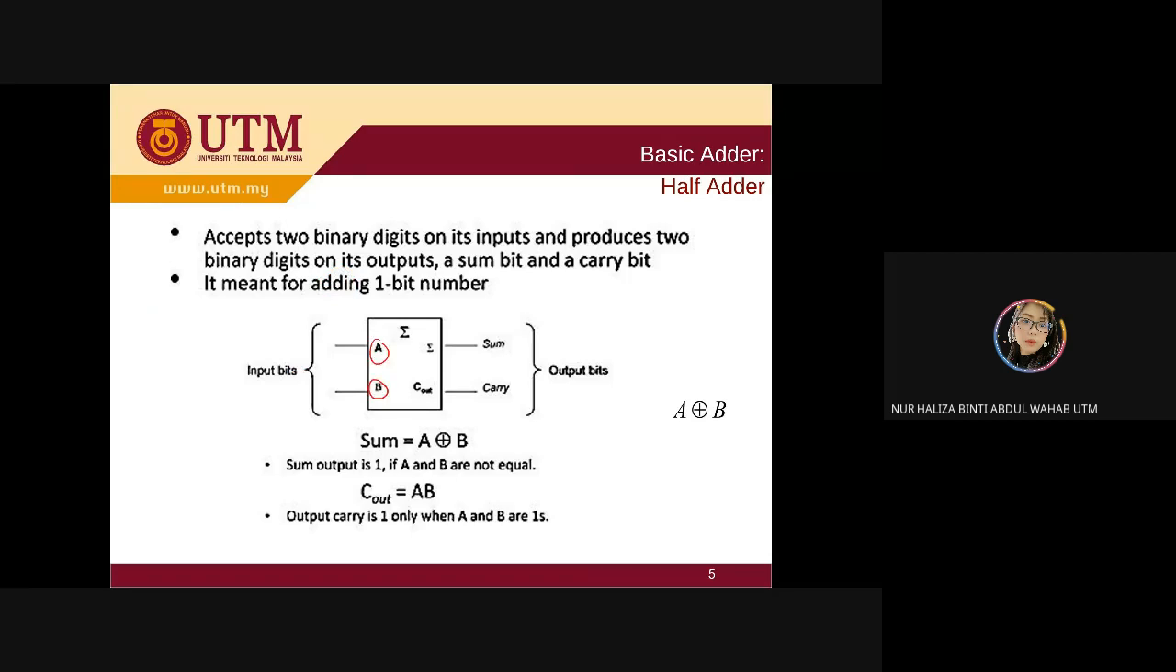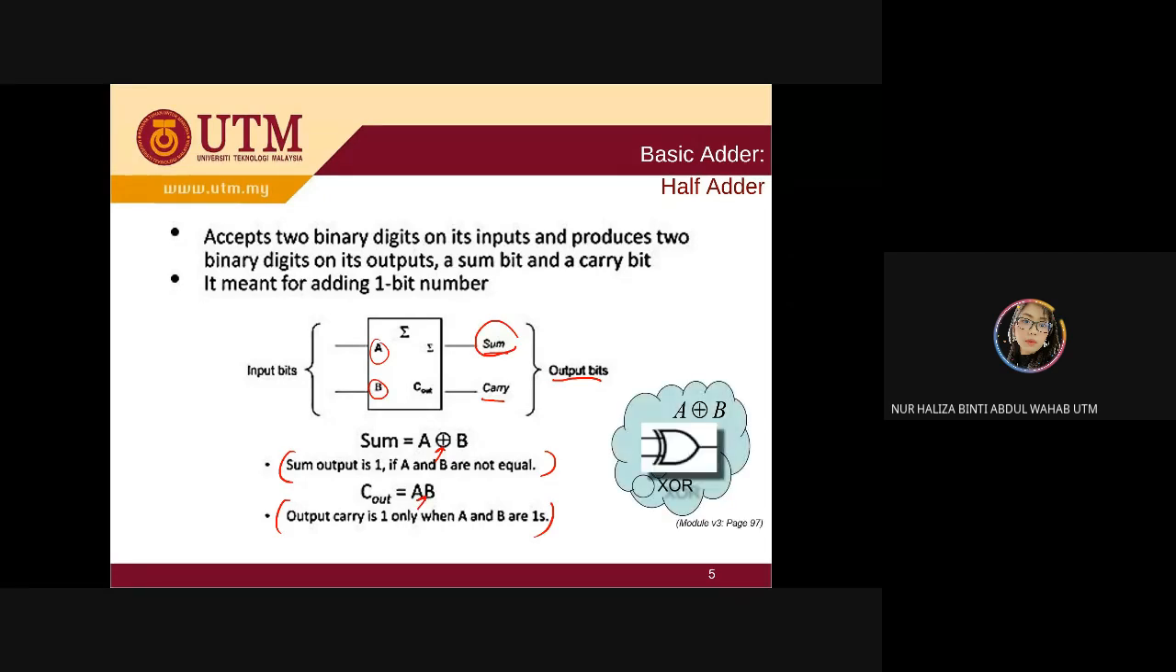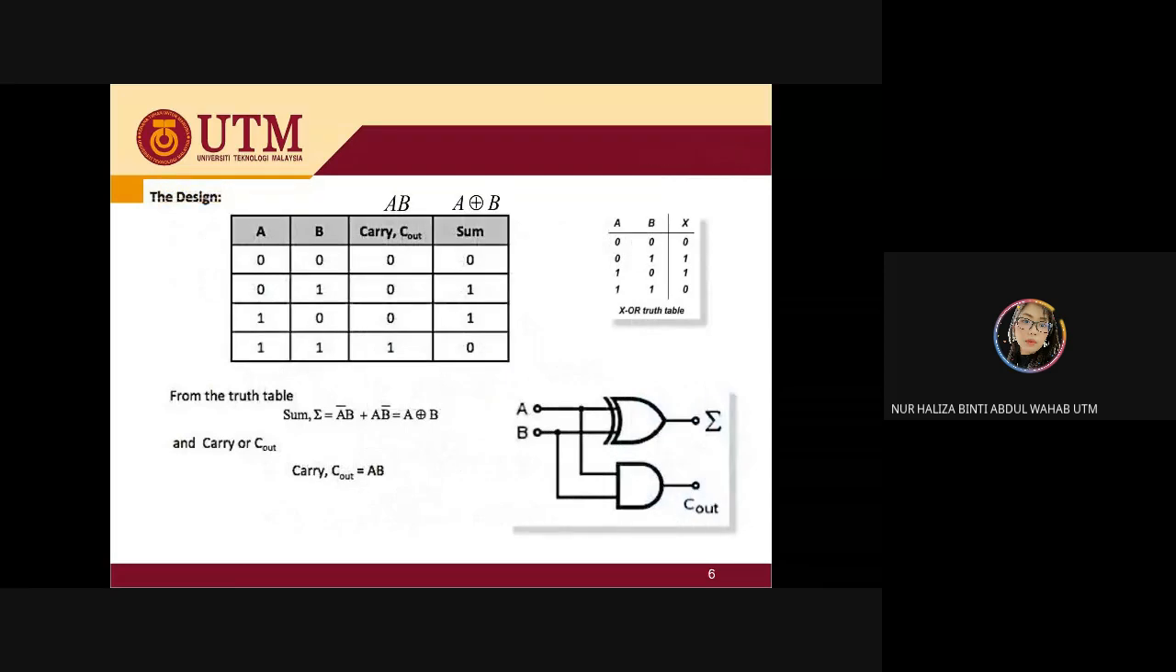And then after that, you can see here you have outputs. There are 2 outputs, which are sum and carry. Sum and carry. For this sum, the expression will be A exclusive OR B. And the other one, the carry, is A AND B. Of course, the sum follows the exclusive OR and the carry follows the AND gate. Let's take a look at what is basically inside.